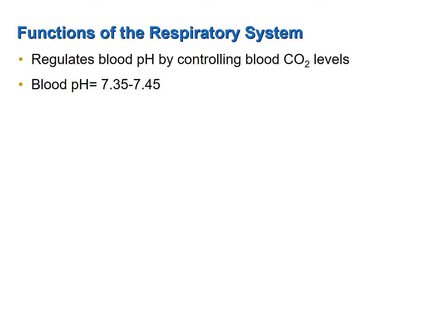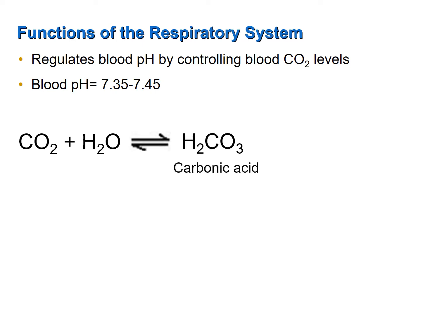Another function of the respiratory system is to regulate blood pH, and it does this by controlling carbon dioxide levels. If you recall, blood pH must remain within the narrow limits of 7.35 to 7.45. You may ask, what does carbon dioxide have to do with blood pH? Well, carbon dioxide in the blood combines with water. Remember that your blood is about 50% water, and it forms carbonic acid.